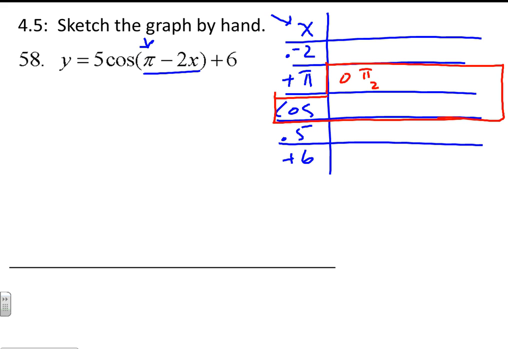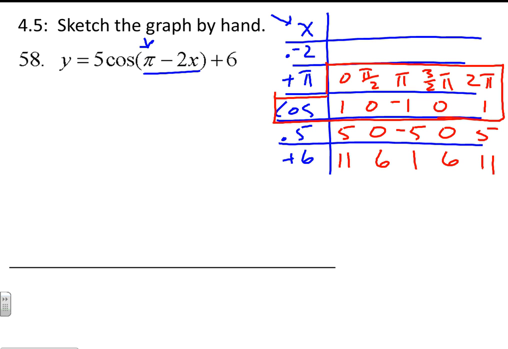The key to this, I want what goes into cosine to be 0 and pi on 2 and pi and 3/2 pi and 2 pi, because cosine of 0 is 1, check 2 slides ago, and pi on 2 is 0 and negative 1 and 0 and 1. Multiply by 5: 5, 0, negative 5, 0, 5. Add 6: 11, 6, 1, 6, 11. Subtract pi, I'm going backwards: negative pi on 2, 0, pi on 2, 2 pi minus pi, pi.